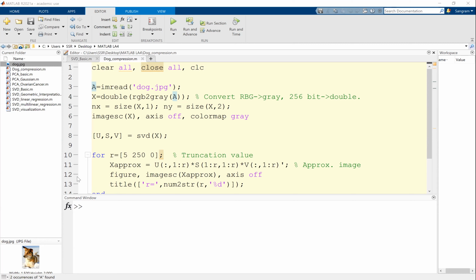And this matrix, actually it's not a matrix, it's a tensor. Why is it a tensor? Because it has 3 dimensions. Can you see that it has 2000, 1500 and 3? Why 3? Because a color image is constructed by superimposition of RGB.